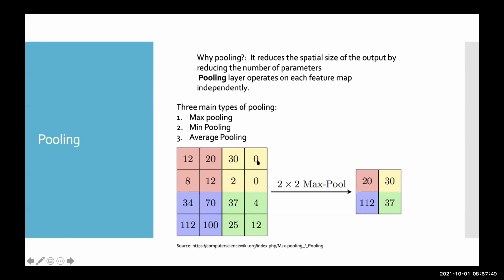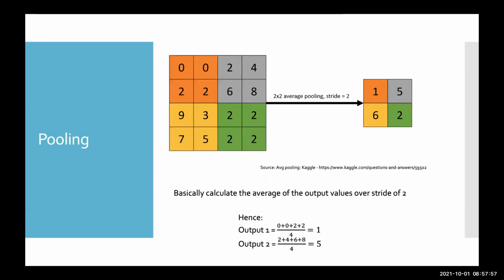Instead of taking 30, you would take 0, et cetera. So I hope that makes sense. And then for average pooling, it's the same logic where you have separate regions of your image, but instead of taking the min or max, you just find the average.